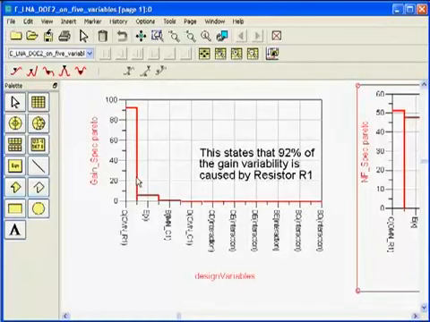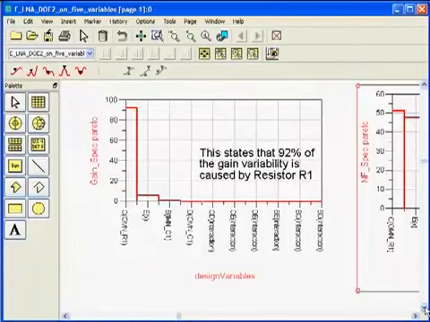By doing this experiment now, and sometimes I have a huge design that has hundreds and thousands of components, automatically it's telling me that the resistor R1 is a problem. The next one is the width of the lines. The gain is sensitive to the width of the lines, but it's only like 5%. Now that I told you that 92% of the gain variation is due to the resistor, this 92% sounds very large for you, but how much is it in dB?